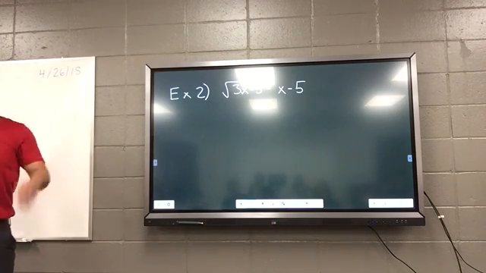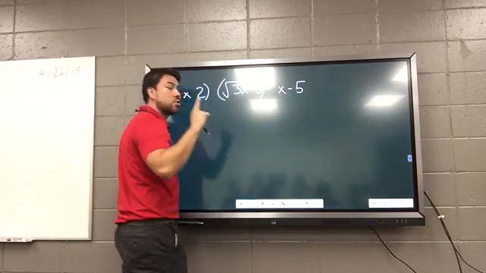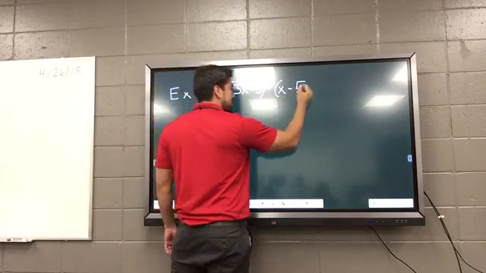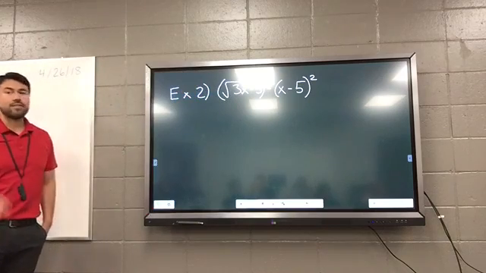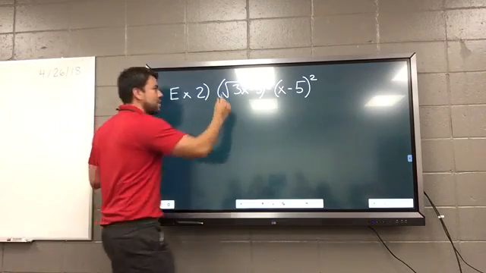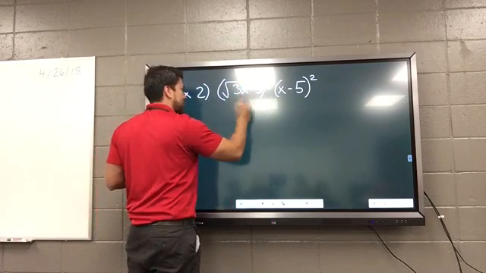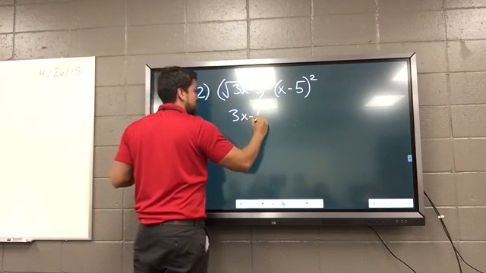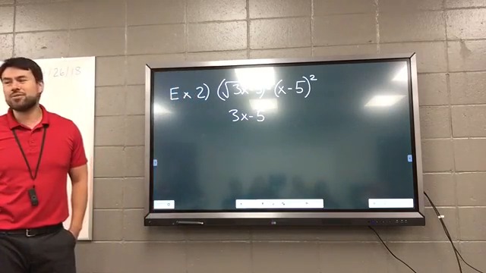Square both sides. So I'm going to square this left side, and squaring the right means I square the entire right. So x minus 5 squared. That's a binomial. I have to square it. Okay, what's left on the left side, Lily Mooney? On the left, 3x minus 5. Great.